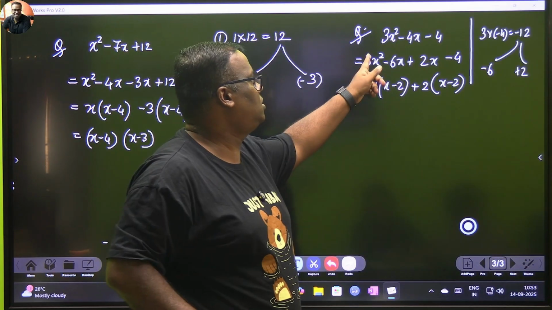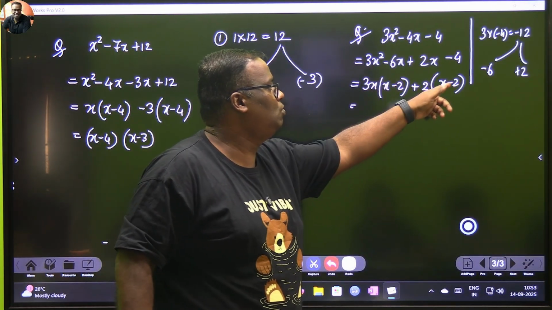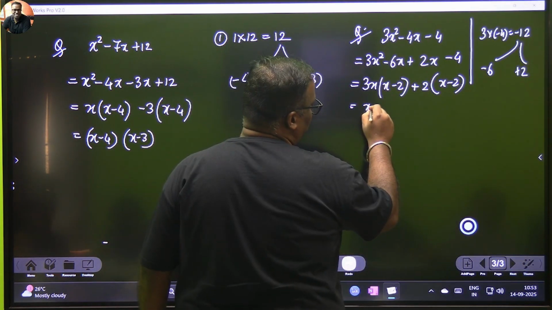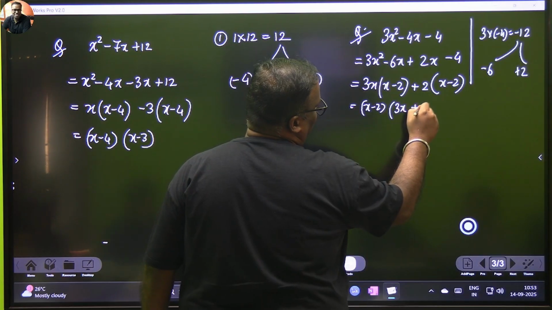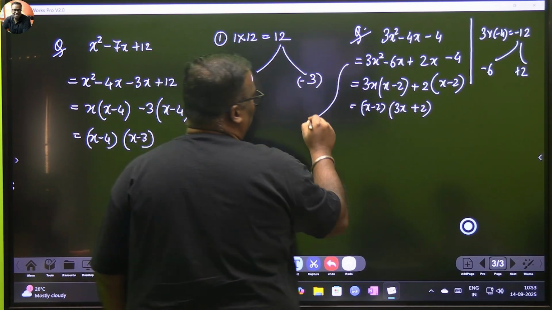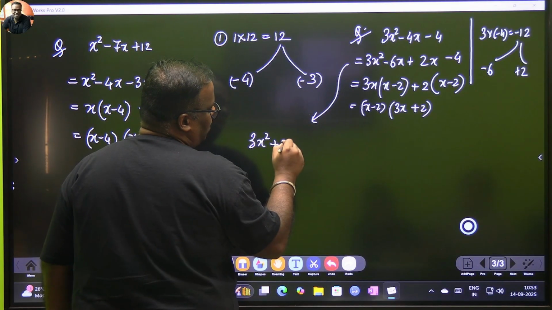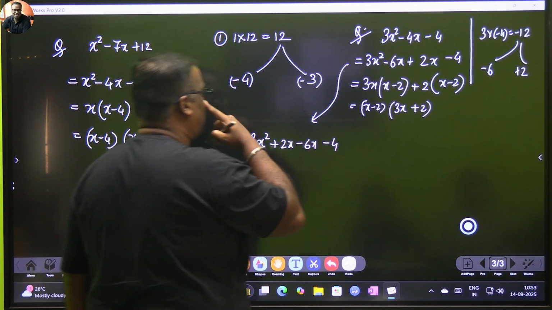3x into x is 3x square. 3x into 2, 6x. 2 into x, 2x. 2 into minus 2 is minus 4. Okay. So now x minus 2 is common. If x minus 2 is common, this fellow gives 3x, this fellow gives 2. What if I would have done 3x square plus 2x minus 6x minus 4? Let's see what would have happened in this case.